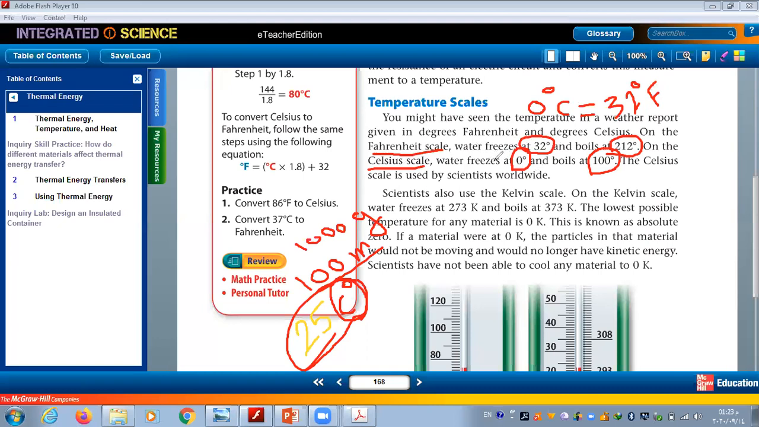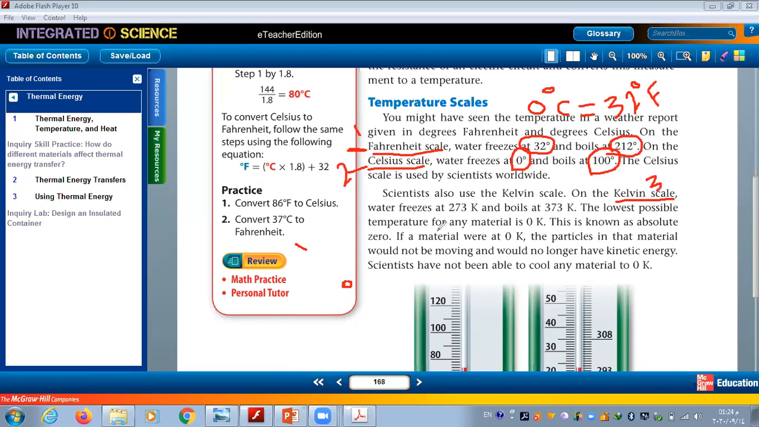But why do we have different scales? Because we have different scientists. One scientist invented Fahrenheit, another scientist invented Celsius. And we have another scale which we call the Kelvin scale. So how many scales? 3. 1, 2, 3. This is scale number 3.